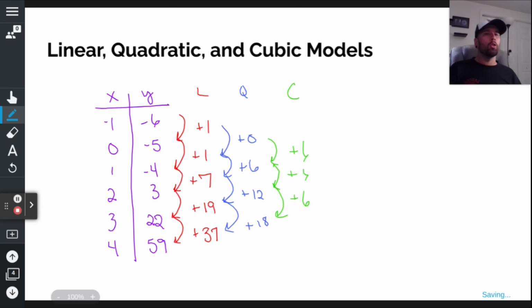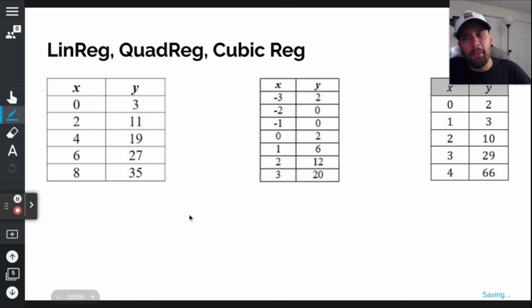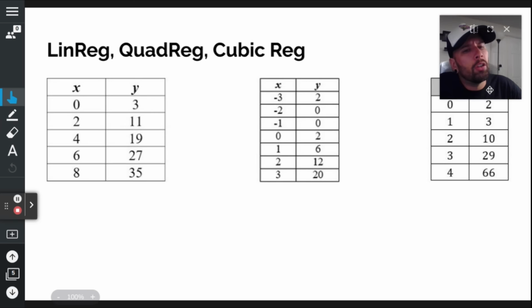So a problem like this, you'll often see: determine a model that best fits the description. Now that I know it's cubic, I can answer questions like this. Now, with questions like this, we are going to use the calculator.